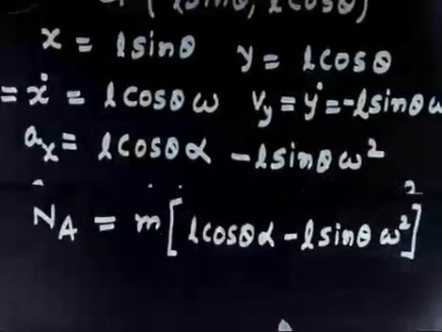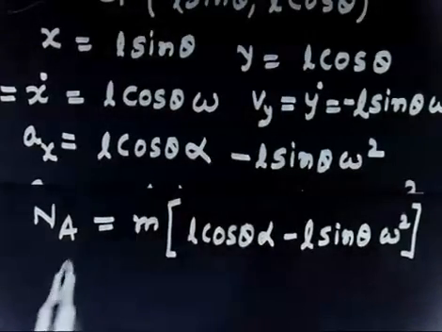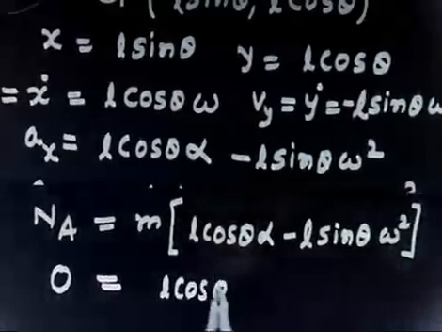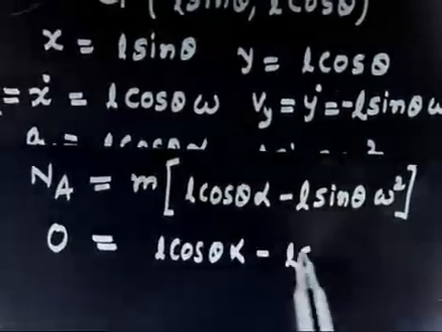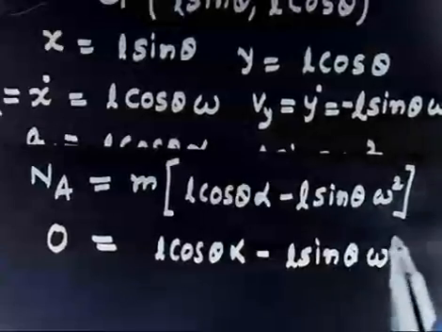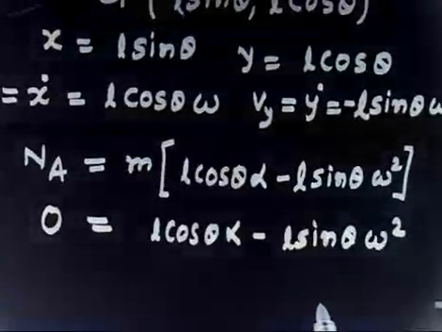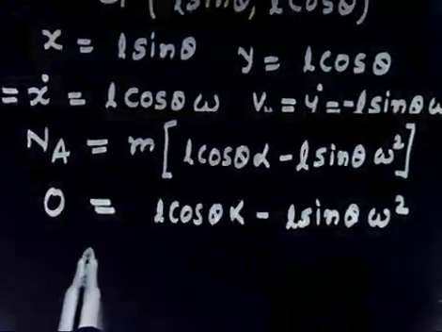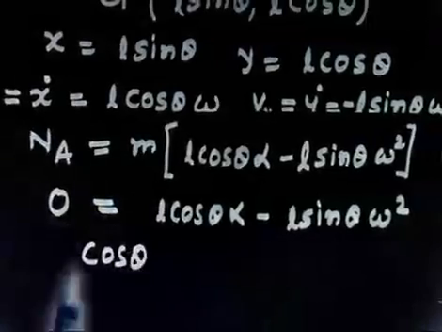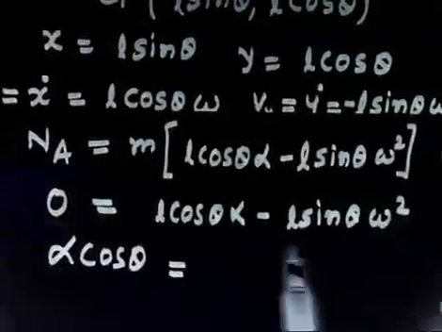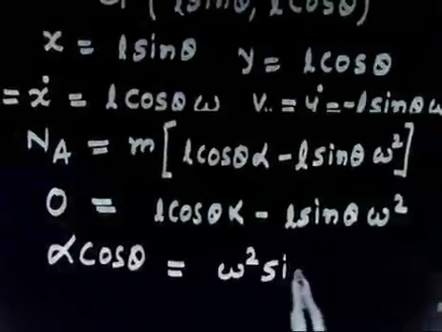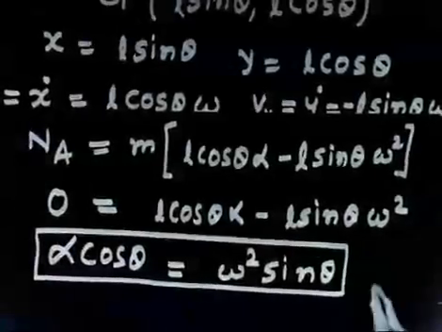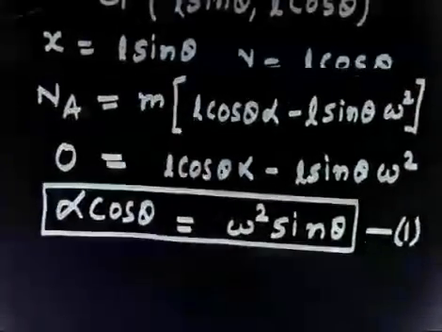Now you see, we have already said when this just leaves the contact, NA is 0. So if I plug this equal to 0, I will have L cos theta into alpha minus L sin theta omega square, that is equal to 0. So from here I can get a condition. So let us cancel L. So I will have cos theta into alpha, this is equal to, L goes out, omega square sin theta. So let us skip this equation, we will use it later. So let us call this equation 1.